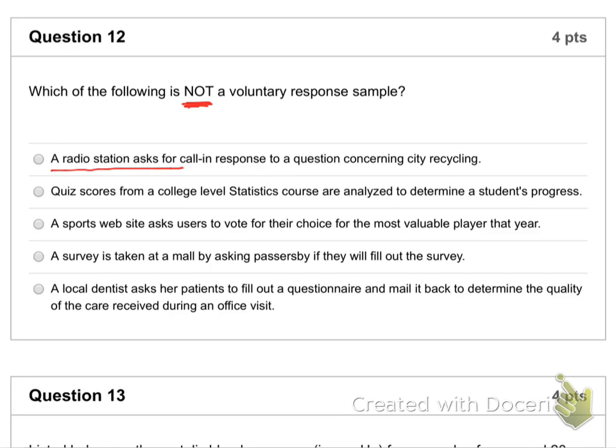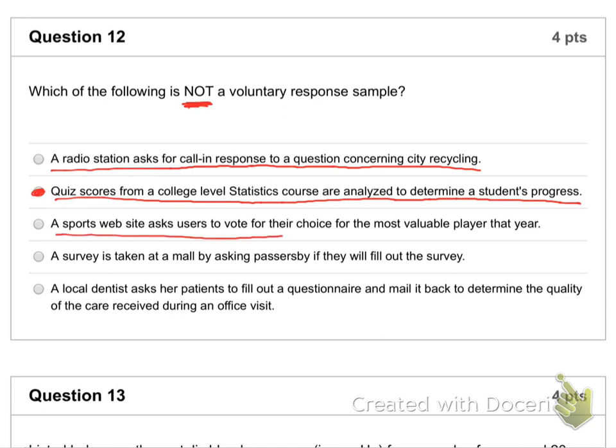A radio station asks for call-in response to a question concerning city recycling. Is that voluntary response? Yes. Yeah, those people decide whether to call in or not, huh? The radio station just says, "Hey, call in, give us your opinion," and people volunteer or don't, right? Quiz scores from a college-level stats course are analyzed to determine a student's progress. Yeah, that's going to be it. But let's read on to be sure. A sports website asks users to vote for their choice of MVP. But yeah, it's just on the website. You decide whether to click in or not.